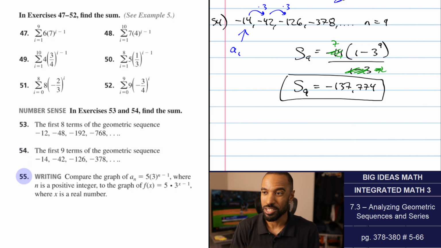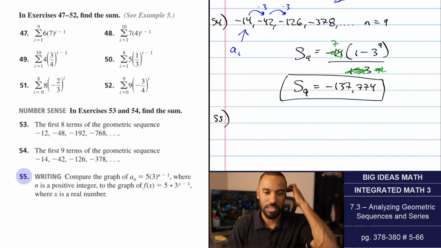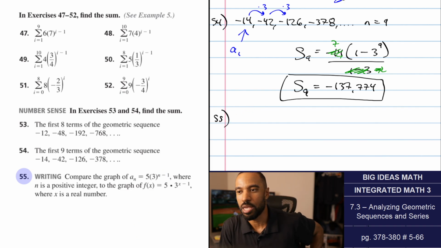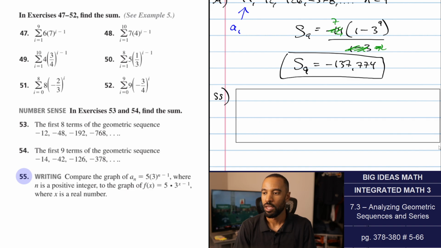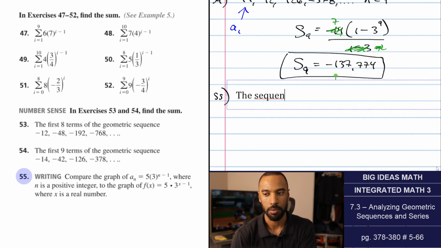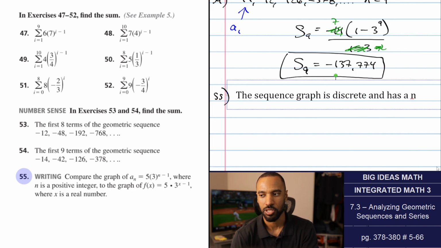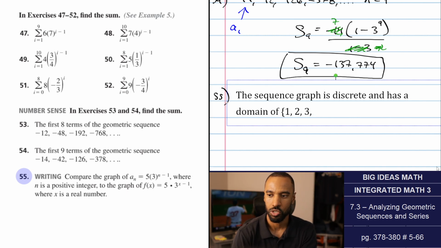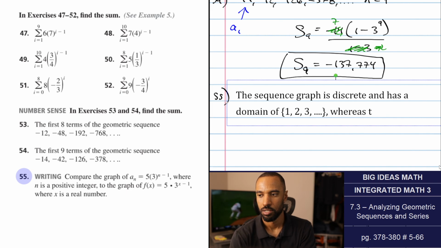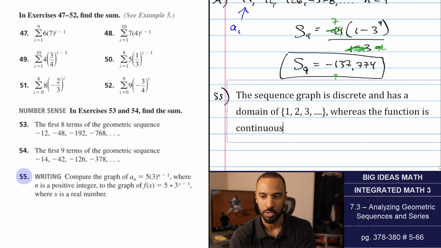Okay, number 55 in writing says compare the... This is just like the arithmetic sequence stuff. This literally feels like a carbon copy of it, which is fine. Compare these 2 graphs. It'll be the same kind of answer as I had for the arithmetic sequence one. The sequence graph is discrete and has a domain starting from 1, the whole numbers 1, 2, 3, etc., to infinity, whereas the function is continuous with an all real number domain.